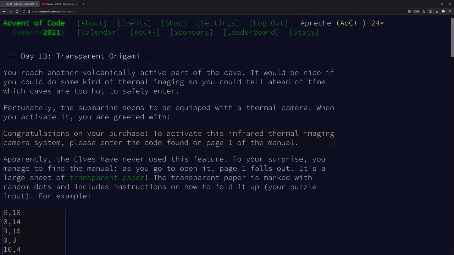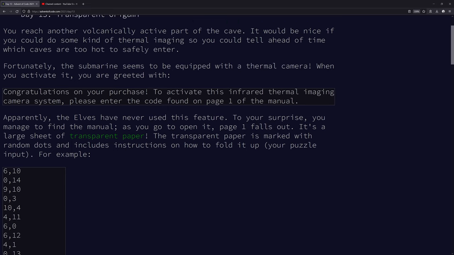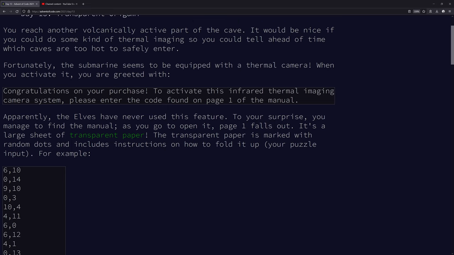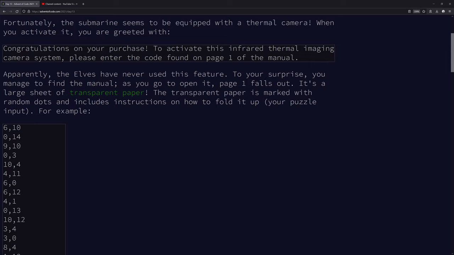Transparent origami. Reach another volcanically active part of the cave. It would be nice if you could do some kind of thermal imaging so you could tell ahead of time which caves are too hot to safely enter. The submarine seems to be equipped with a thermal camera. When you activate it, you are greeted with, congratulations on your purchase. I can read your camera image pretty into the code. Found at page 1 of the manual. Ah, it's an old DRM system from the DOS days. The Apple II days.